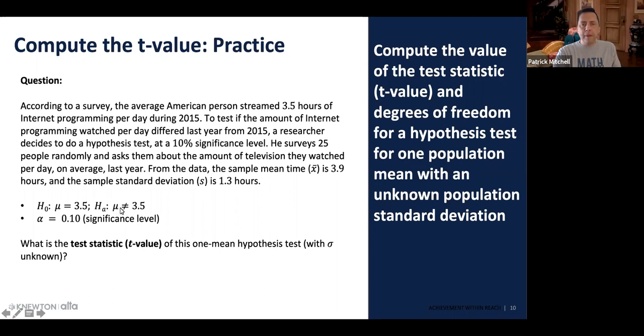The claim is that maybe mu does not equal 3.5 anymore. The null would be mu equals 3.5. Remember, the null hypothesis always contains equality. And in the case of a two-tailed test, the null hypothesis would always be equals. Alpha is 0.10. They said 10% significance level. And right now they're just asking, what is the test statistic of this one mean hypothesis test with sigma unknown? Notice again, they only gave me the sample standard deviation.